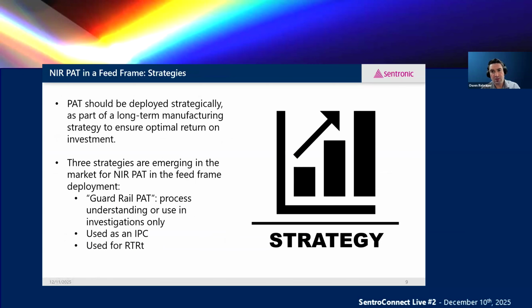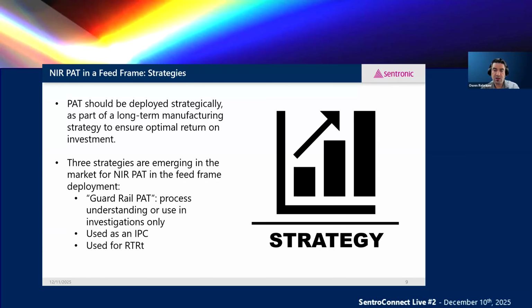There's lots of ways we can approach this problem, though, and I would say there is no one-size-fits-all solution. Having said that, we see three broad strategies of deploying NIR PAT in the feed frame, and I'd like to talk through the pros and cons of each of these strategies.